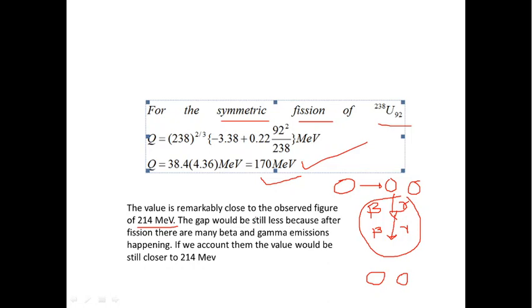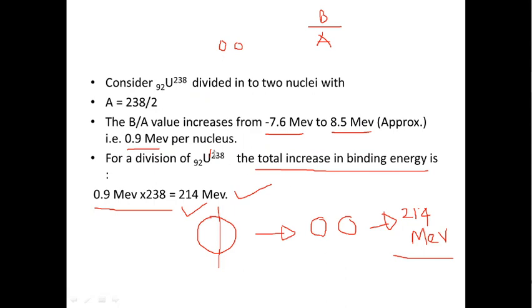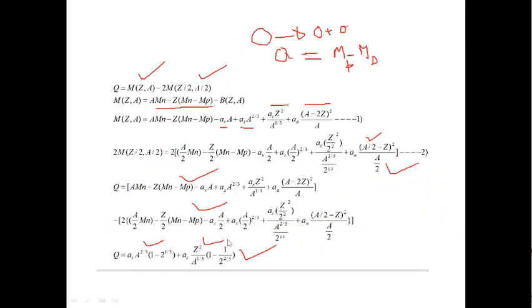That's what I wanted to test. So let me again go back. We are talking about this B by A versus A curve and trying to calculate, if a heavier element is broken down, how much is the energy release. The difference in B by A is 0.9 per nucleon. So if you're talking about 238 nucleons, then the energy value is 214. That's the energy released if fission is going to happen for uranium 238. We had started off with a general expression.